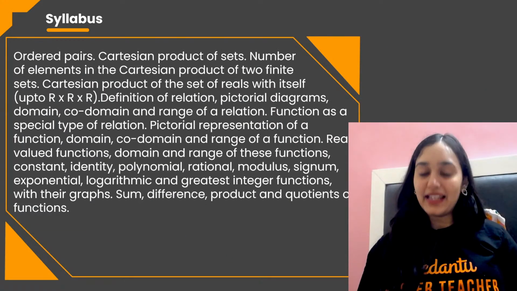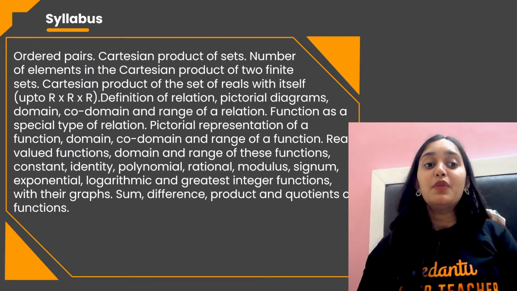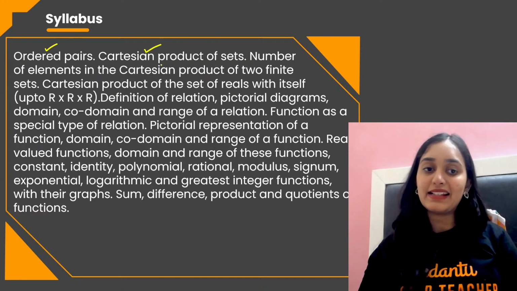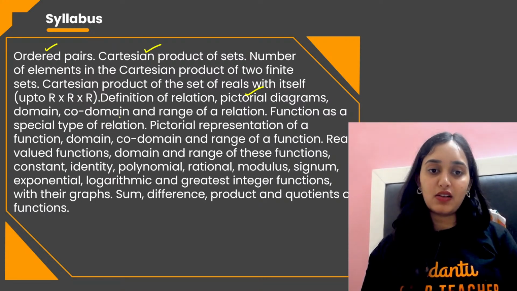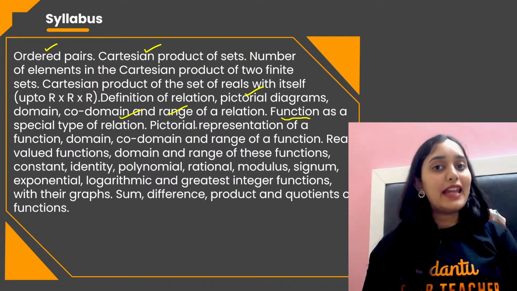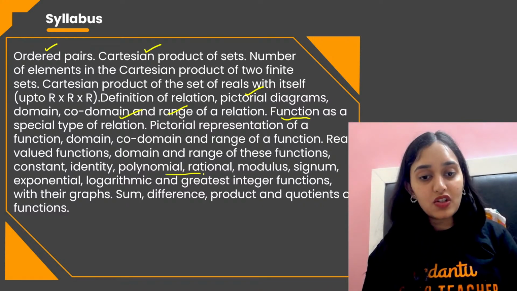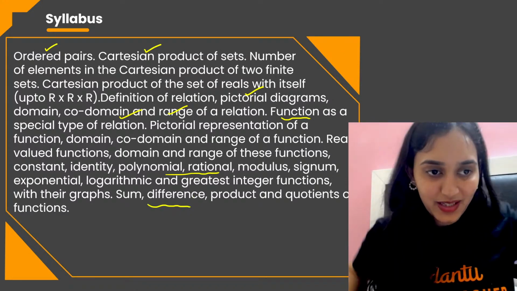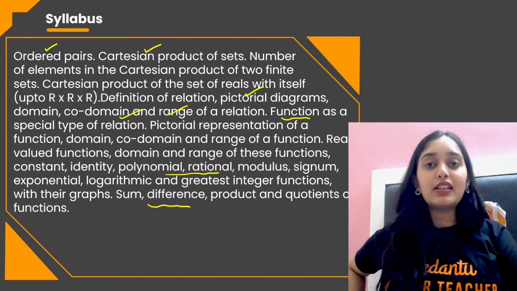Okay guys, in this chapter we are going to learn a lot of interesting things. We will learn about ordered pairs, Cartesian product of two sets, their pictorial representations, relations, and domain and range of a relation. We will learn about functions, again their domain, range, codomain, some different types of functions, and some operations on functions as well. So this is going to be an introduction of relations and functions.